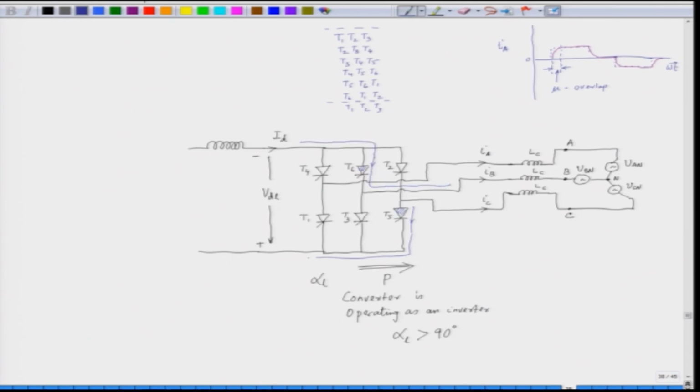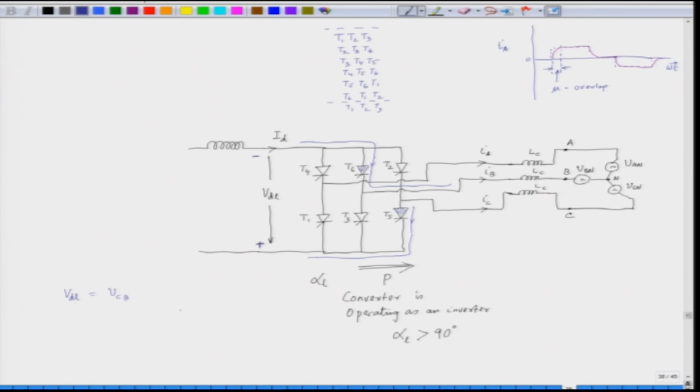So, what is VDL? VDL is with this positive and this negative. This point is basically coming from C through the commutation inductor. So, we can say that VDL is almost equal to VCB. We can ignore the drop across the inductor for the time being. So, VDL is VCB.